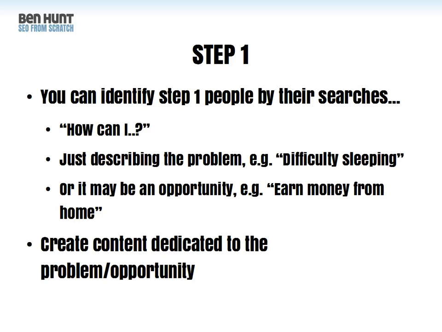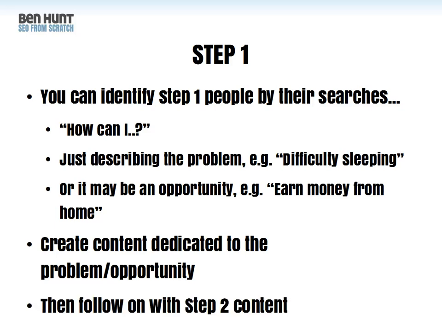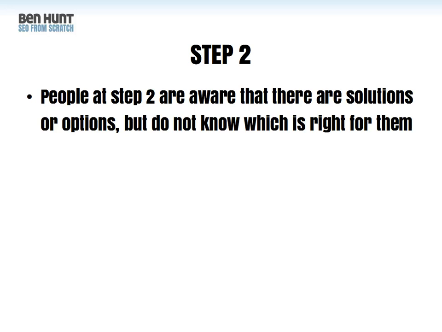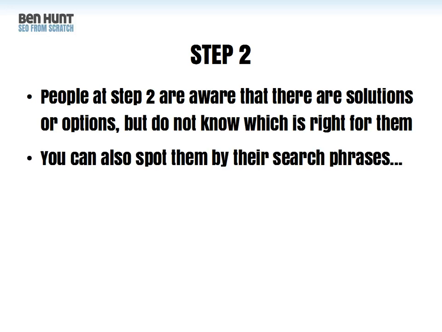And then once people land on that content, you meet them where they are, you show you understand the problem or the opportunity, and then you go on to step two, where you start to talk about the options that are available. So let's look at step two. People at step two are aware that there are solutions or options, but they don't know which one's right for them. And how can you identify these people?